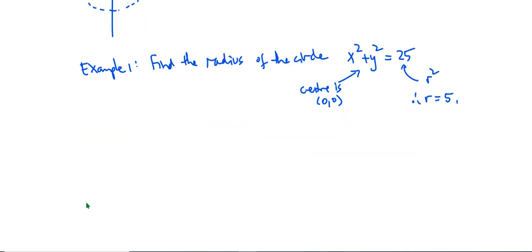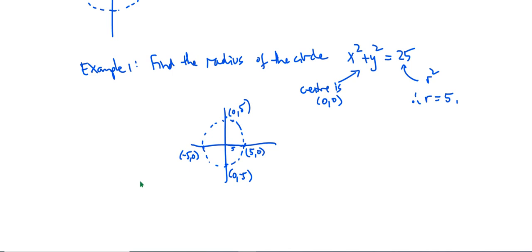And we can sketch this circle. In fact, we can sketch any circle that has center (0, 0) by finding 4 quick points. If the radius is 5, then I know this is the point (5, 0), this is the point (-5, 0), up here is the point (0, 5), and down here is the point (0, -5). And so that's how we would use it.